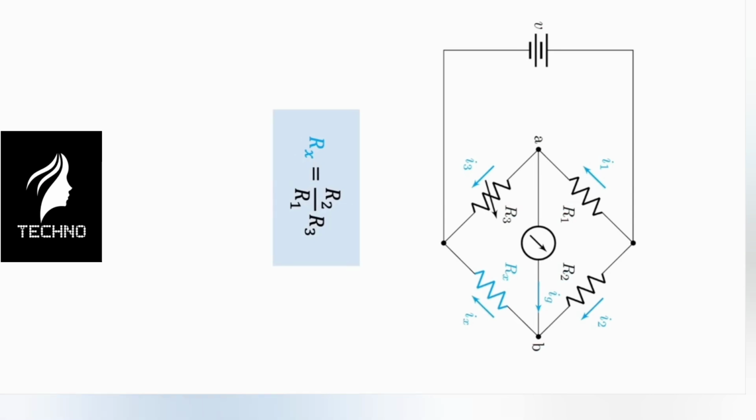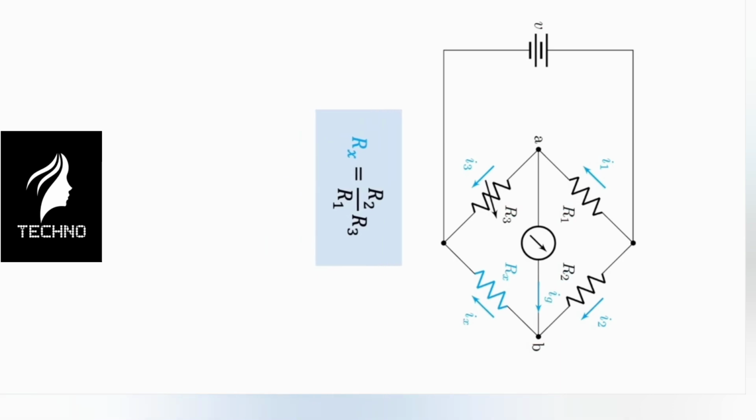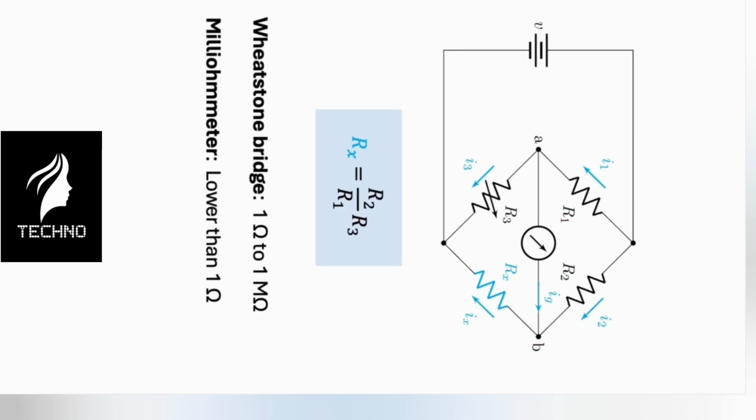Finally, the Wheatstone bridge is precise in measuring resistances in the mid-range, say 1 ohm to 1 mega ohm. If you have a smaller resistance, you would need a milliohm meter to measure it. And if it's higher, then you better use a megger.